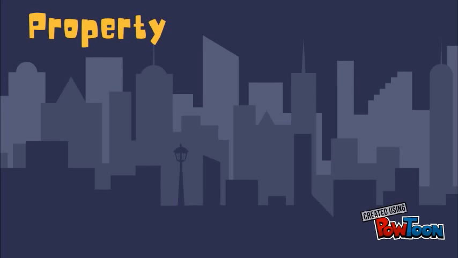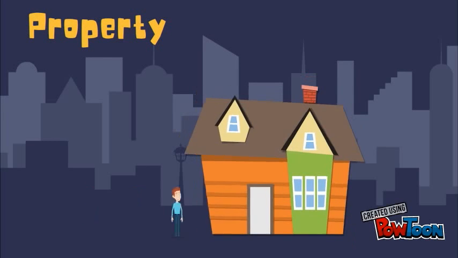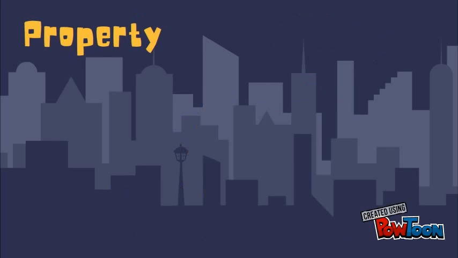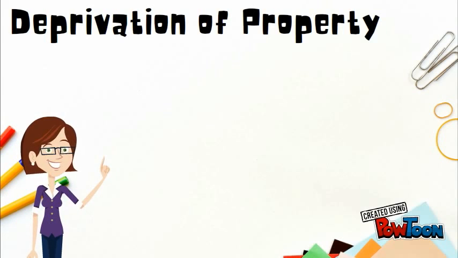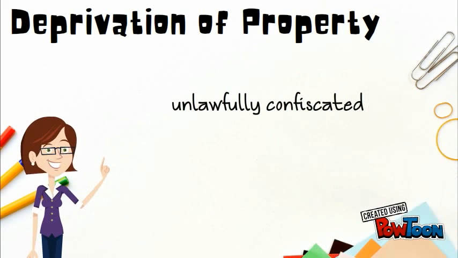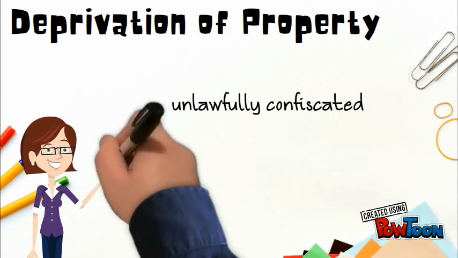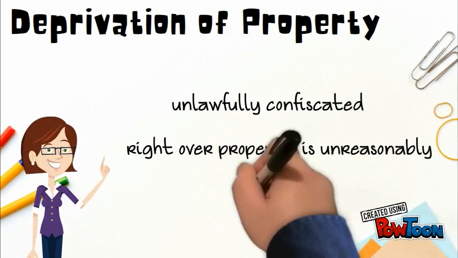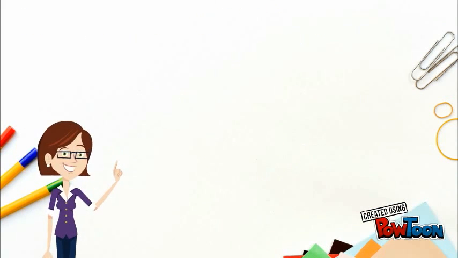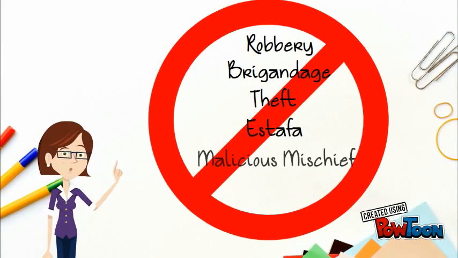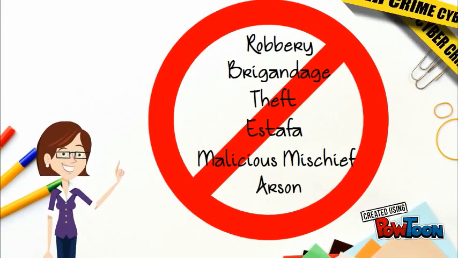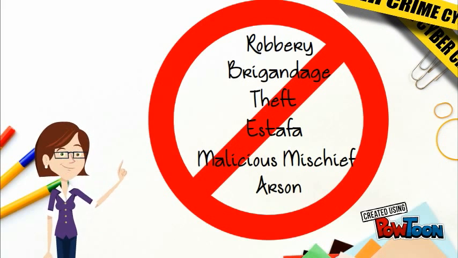Property. Property may refer to a thing itself or the right over the thing. It includes the right to own, use, transmit, and even destroy the property. Deprivation of property exists when the property is unlawfully confiscated or when the exercise of the right over a property is unreasonably prevented. Robbery, brigandage, theft, estafa, malicious mischief, and arson are examples of crimes against property.